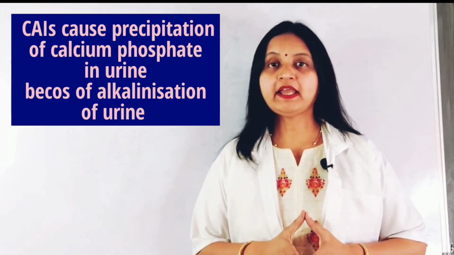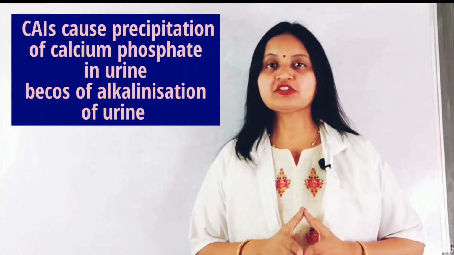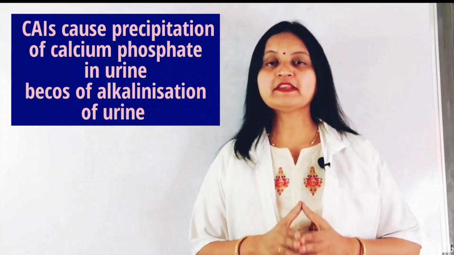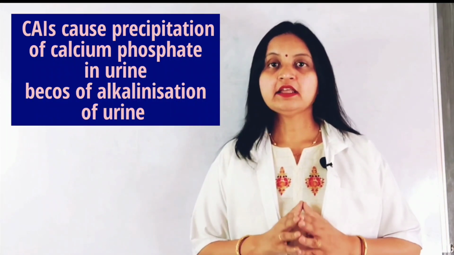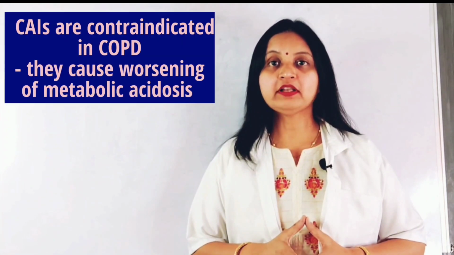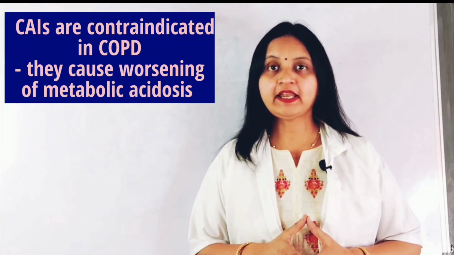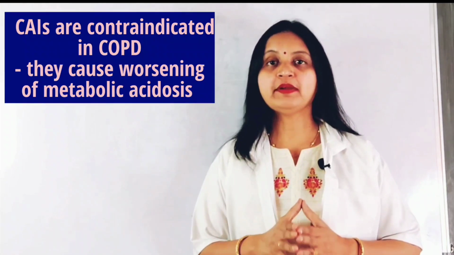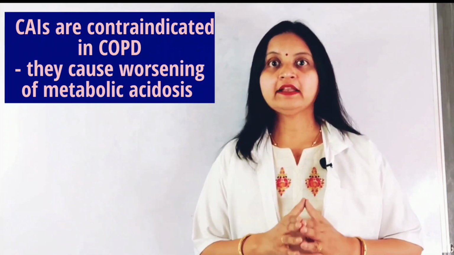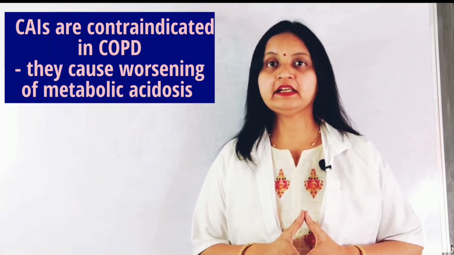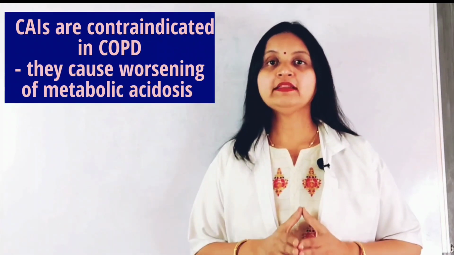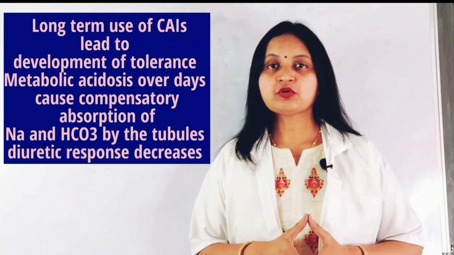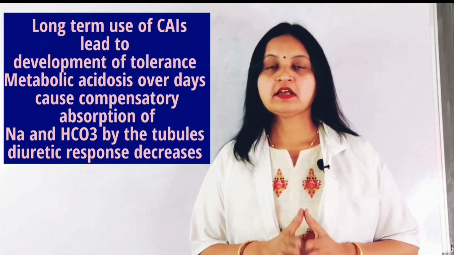Thirdly, because carbonic anhydrase inhibitors cause alkalization of urine, they cause precipitation of calcium phosphate salts. And lastly, there can be worsening of metabolic acidosis because the carbonic anhydrase inhibitors induce metabolic acidosis, and therefore they are contraindicated in COPD or chronic obstructive pulmonary disease, where there is respiratory acidosis and metabolic acidosis.